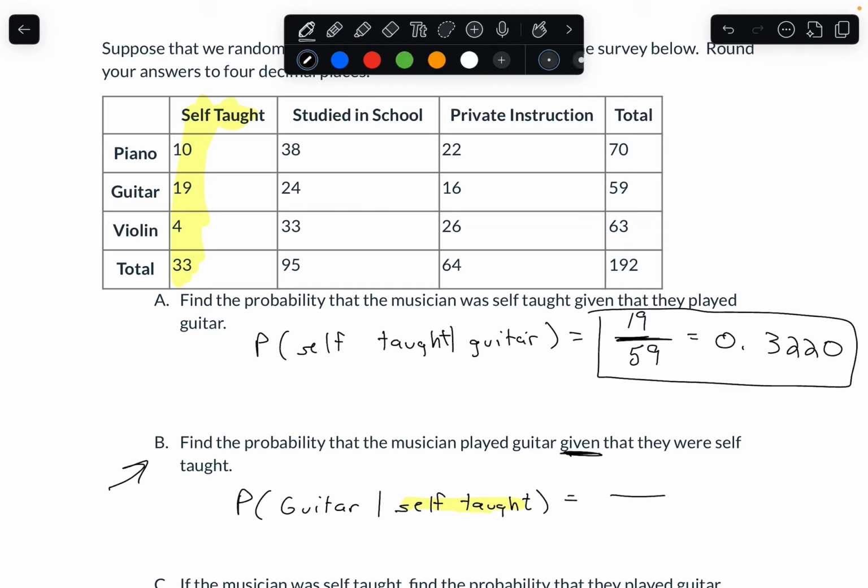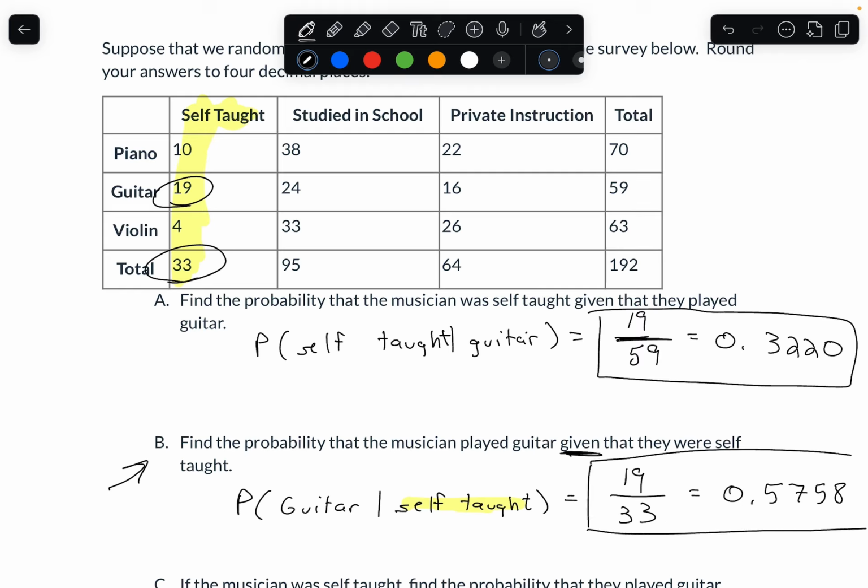For this problem, I had 33 individuals that were self-taught, and of those 33 individuals, 19 of them play guitar. So 19 out of a total of 33. So 19 out of 33 gives me 0.5757, repeating, which would round to 0.5758 if I do 4 decimal places. So my probability looks a little something like this.